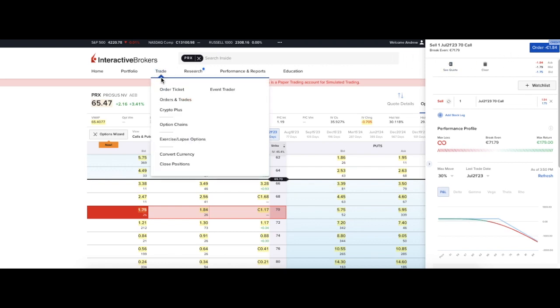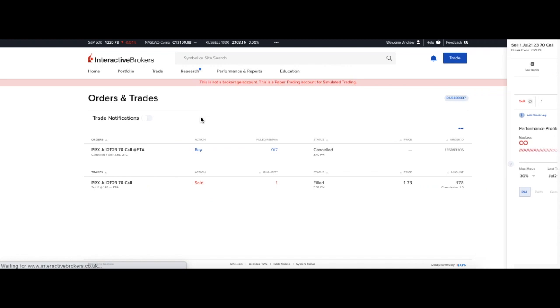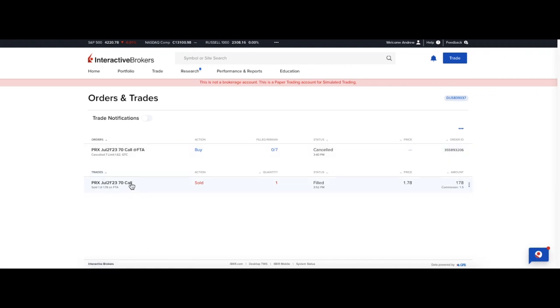So I go into orders and trades. Ignore the one that's got cancelled, because I was just doing a test run just before to cancel it. But one got filled. It got filled at 178, which was even better. So that's ideal. So I sold one call option at €1.78, and that's going to be on July 21st.